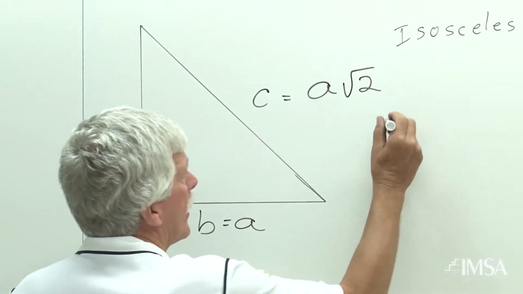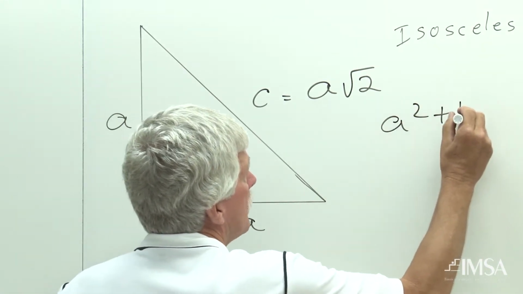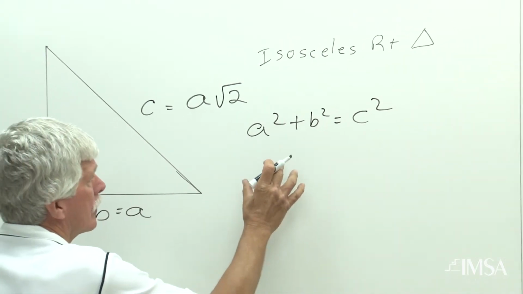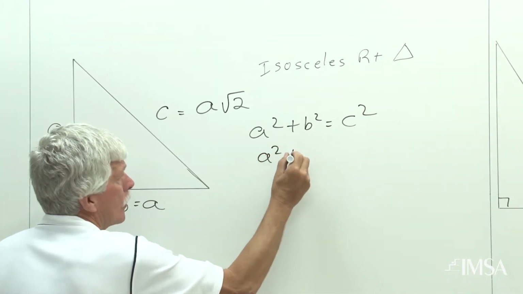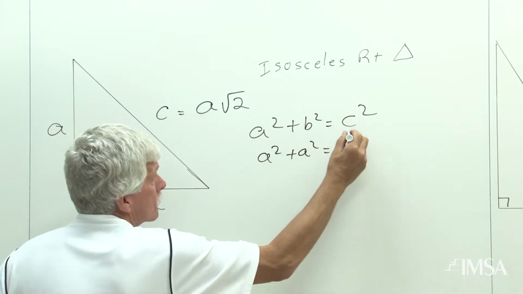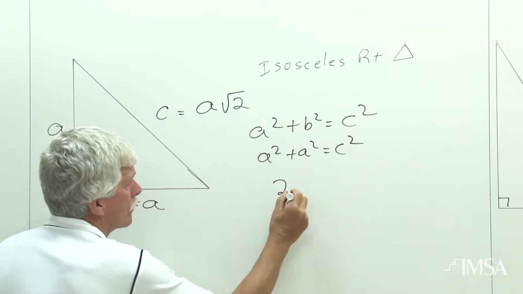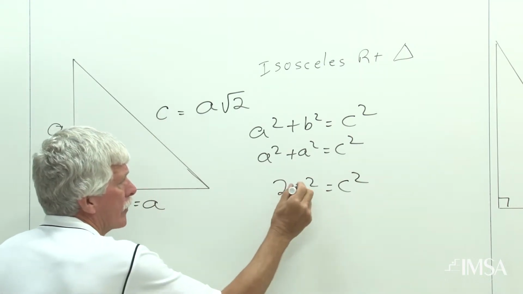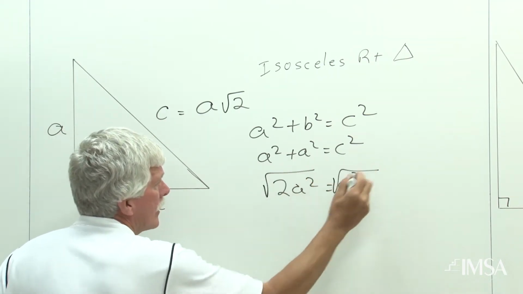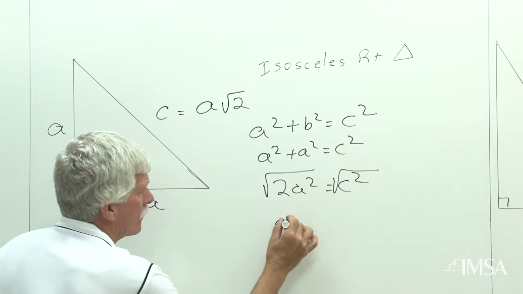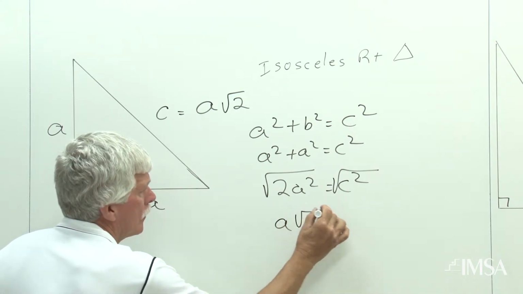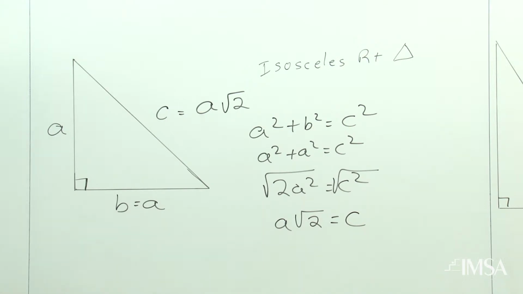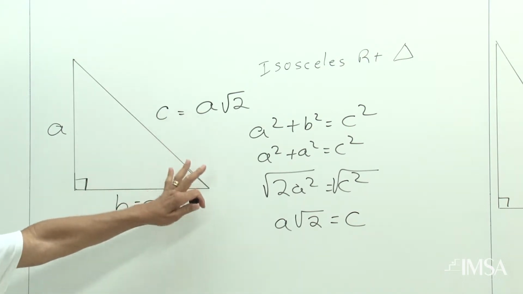We apply our Pythagorean theorem, a squared plus b squared equals c squared. We then can do some substitution. We have a squared plus a squared is equal to c squared. Combine our terms. We then take our square root, both sides. So we have the square root of a squared is a, square root of 2 is equal to c. So it does work. We didn't just make this up.